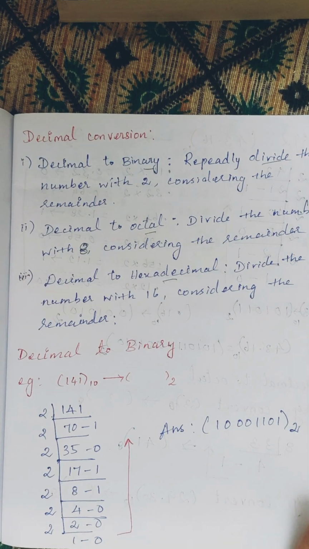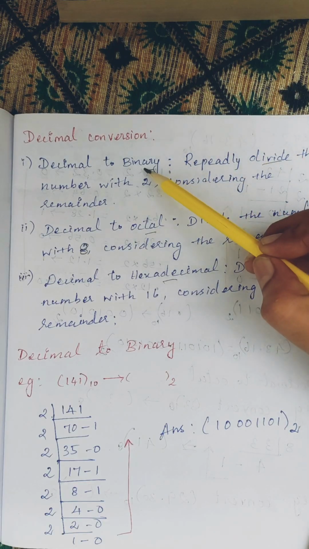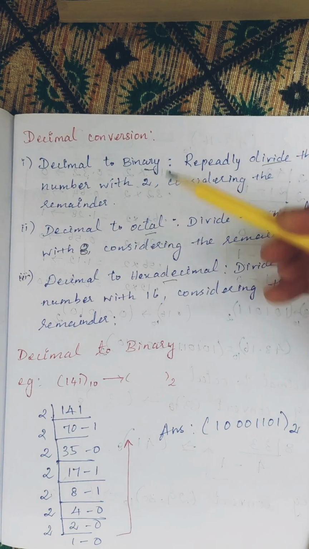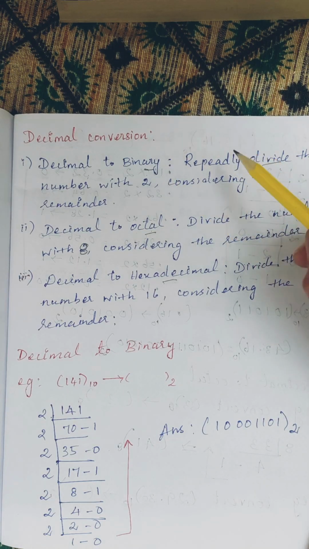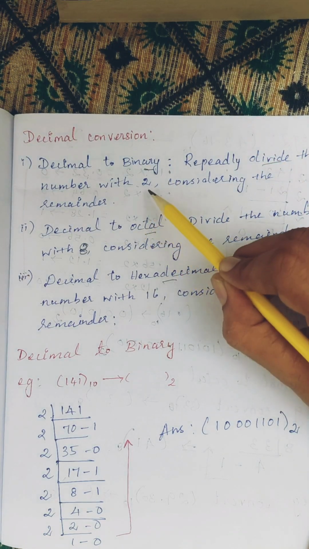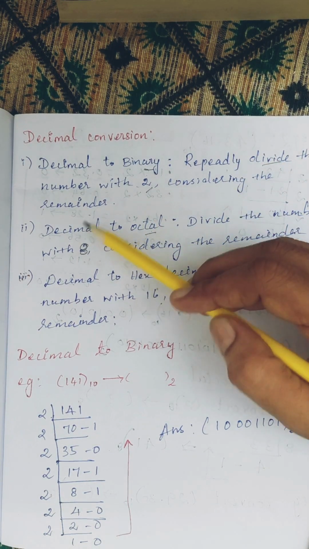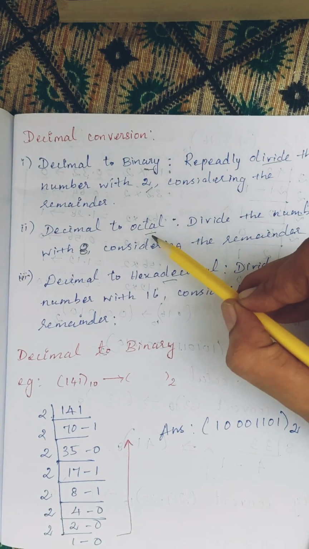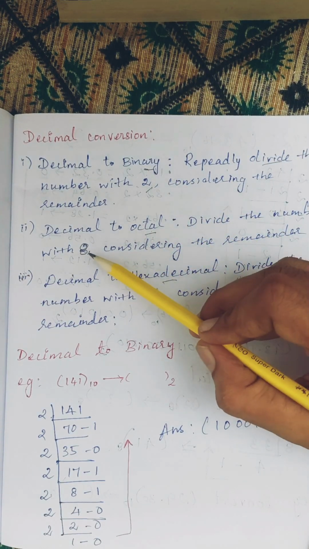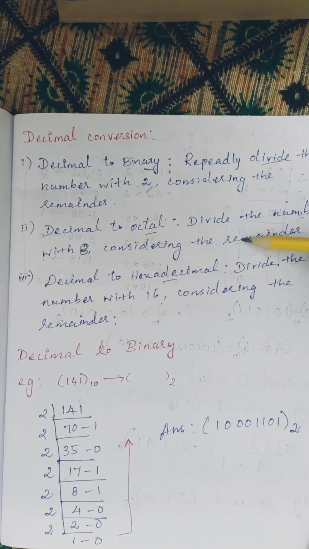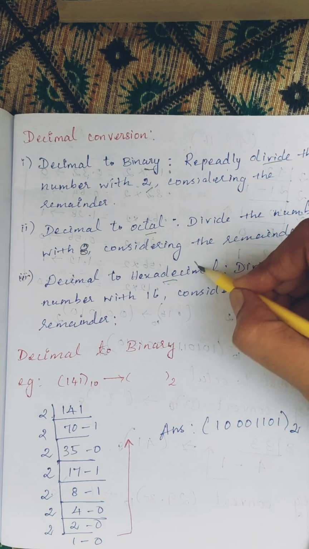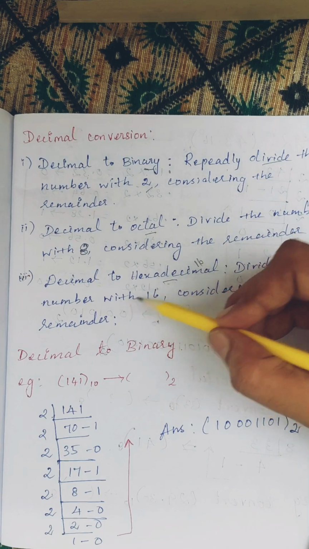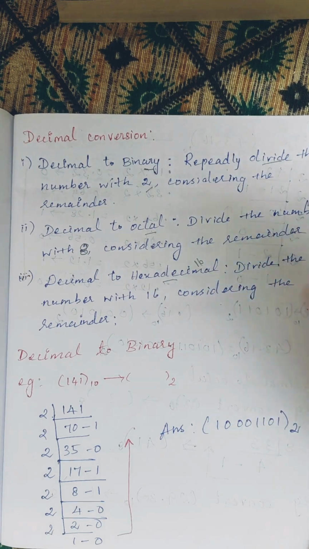Hi, today we are going to see the next topic, that is decimal conversion: decimal to binary, decimal to octal and decimal to hexadecimal. Decimal to binary means we have to repeatedly divide the given number by 2 and consider the remainder. The same for octal, we divide by 8 and consider the remainder. And for hexadecimal, we know hexadecimal is base 16, so we divide the number by 16 and consider the remainder.